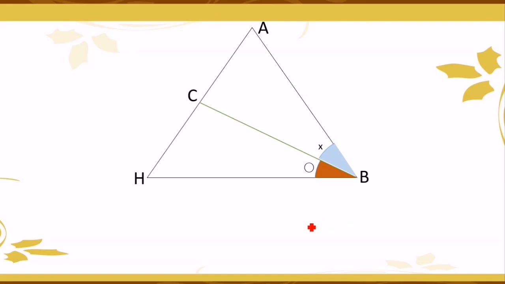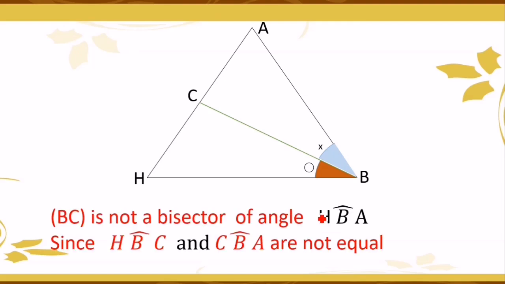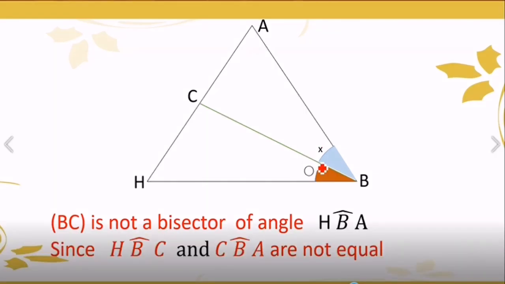Can we say that BC is a bisector of the angle ABH? The line BC is not a bisector for angle HBA since the two angles HBC and CBA are not equal because they have different colors or different symbols. Good.